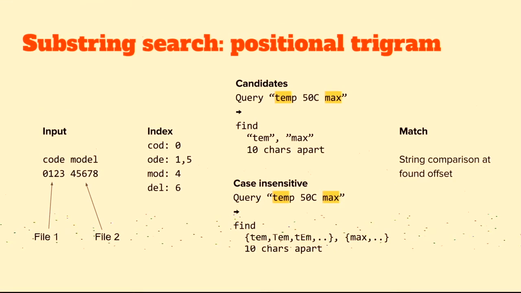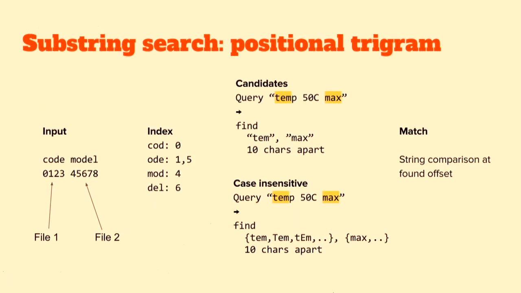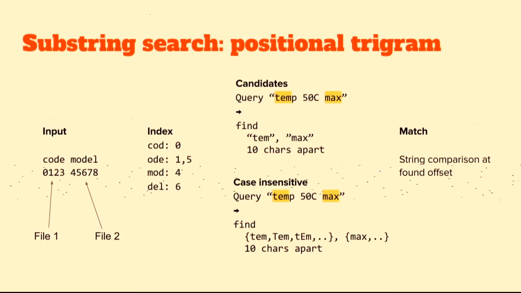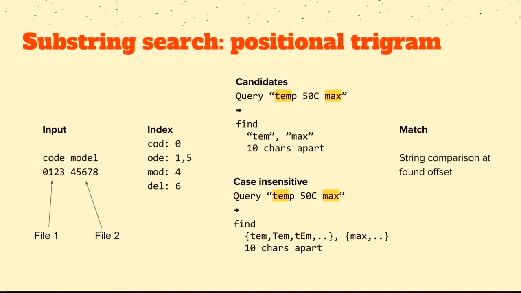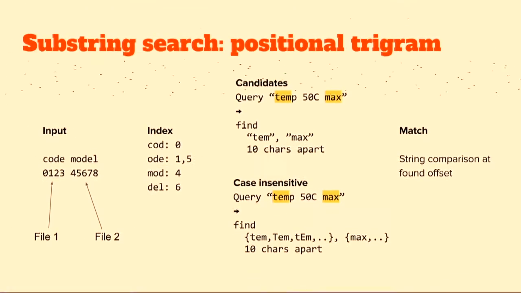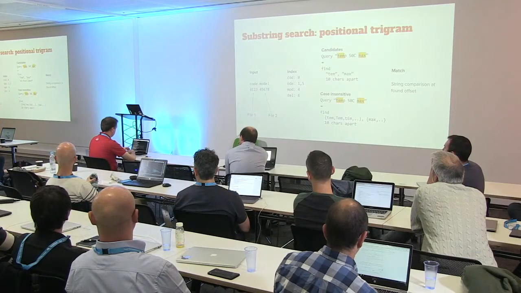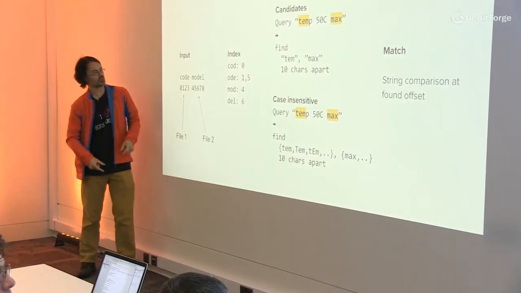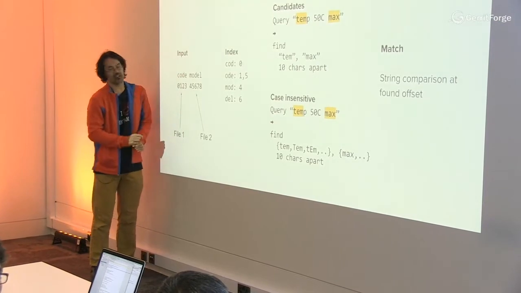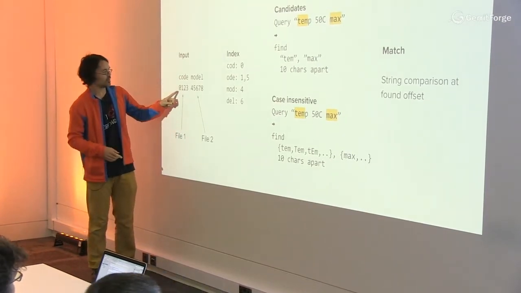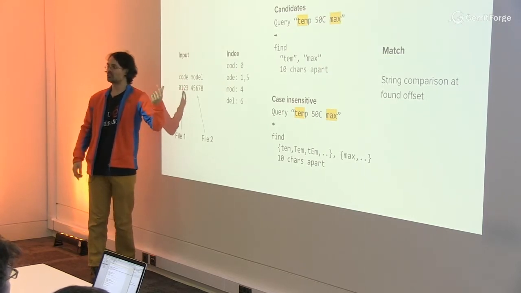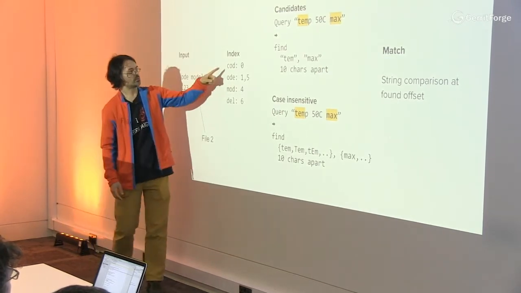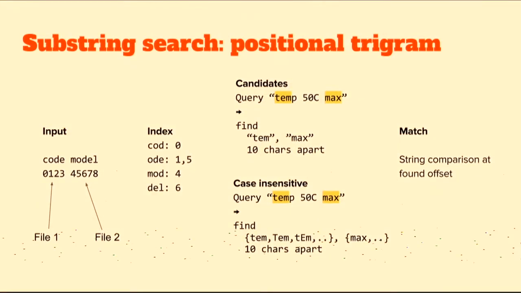So the idea of searching is that you build some kind of additional data structure called an index that will let you find things. And so here I have a very simplistic corpus. So we have two files. One contains the word code, and the other one contains the word model. And so what we do is we split it up in chunks of 3 characters, and we record the offsets of each of those groups of 3. So we call them trigrams. So you get this index, and you get these offsets.